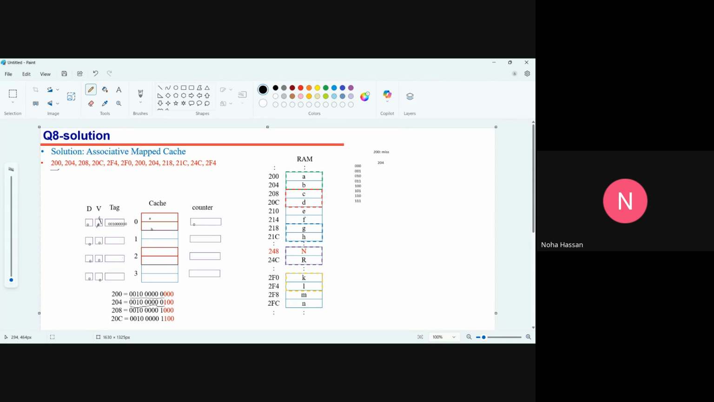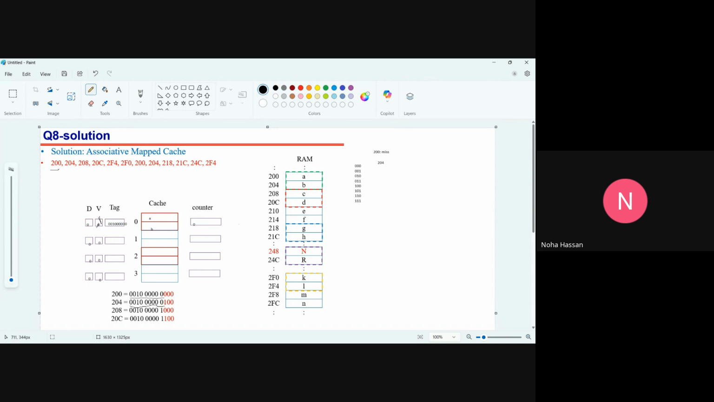Of course, V is initially 0. So this one is already fetched. This is already fetched here. It is brought here. So if I look at all the available tags in the cache, I will find it. So it's a hit. It's a hit because it is the same tag as this one, as the previous one.